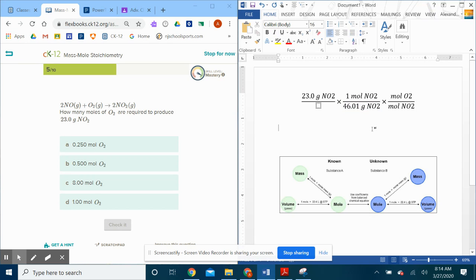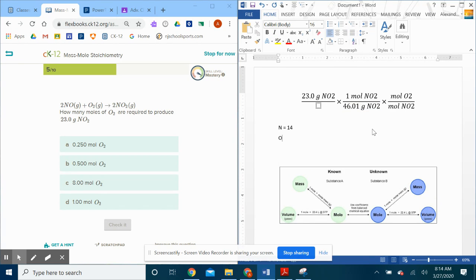Well, nitrogen is 14, oxygen is 16. We have 2 oxygens, so that's 32. We have 1 nitrogen, so that's 14. You add these 2 together, the 14 and 32, and that's where you get your 46.